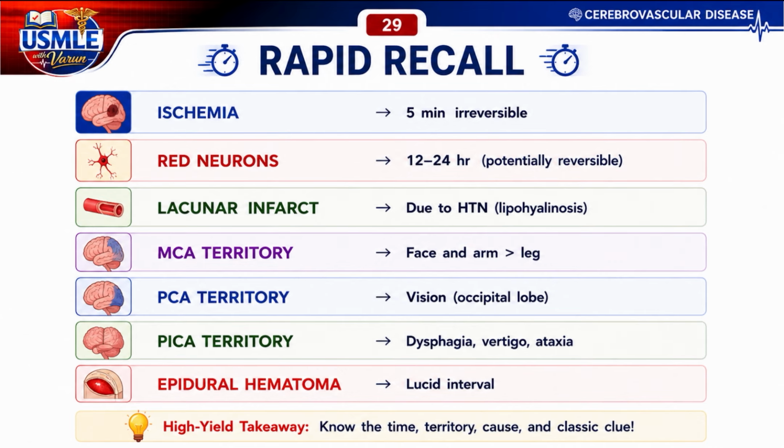Posterior inferior cerebellar artery causes swallowing difficulty. It could lead to dysphagia, vertigo, and ataxia. So the PICA involvement is also called lateral medullary syndrome. Whenever there's epidural hematoma, this presents with a lucid interval.